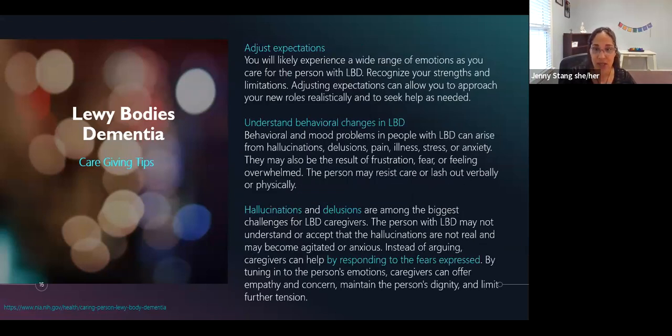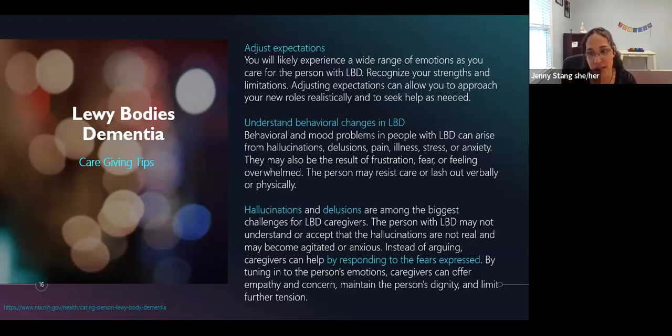Adjusting your expectations. You'll likely experience a wide range of emotions as you care for your loved one with LBD. So recognize your strengths and your limitations. Okay, that's very important. Adjusting your expectations can allow you to approach your new roles realistically and to seek help as needed. Okay, it's very important to know our limits, because if we can't do something, or if we can't do something well, we have to enlist the help of others. Okay, pushing through isn't always going to be the best solution.